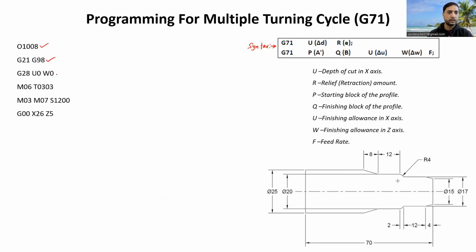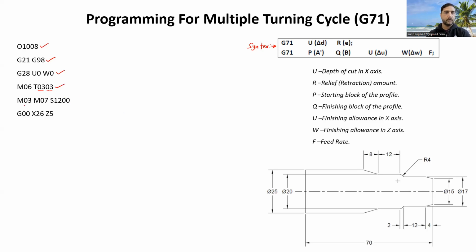Then this is the homing position, G28 U0 W0. After that, we are changing the cutting tool. M06 is the machine code for tool change. T03. T is the tool function, 03 is the tool number. After 03, the next 2 digits represent the tool offset.